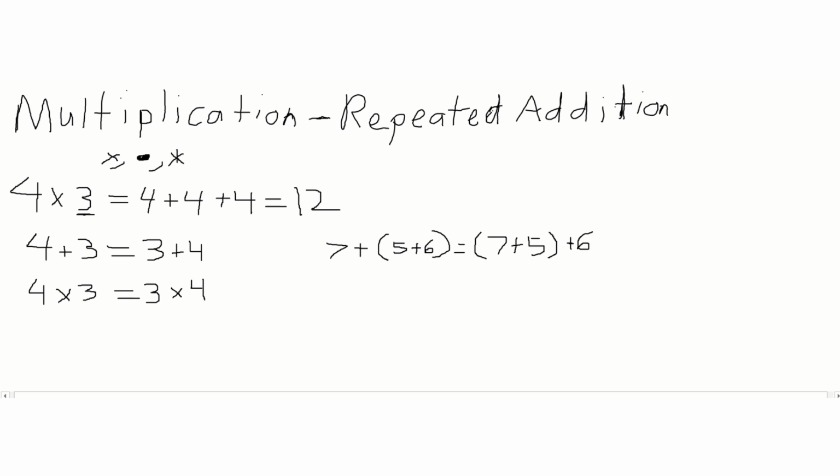For multiplication, this is very similar with 7 times 5 times 6, with 5 times 6 in parentheses, equaling 7 times 5 in parentheses, multiplied by 6.